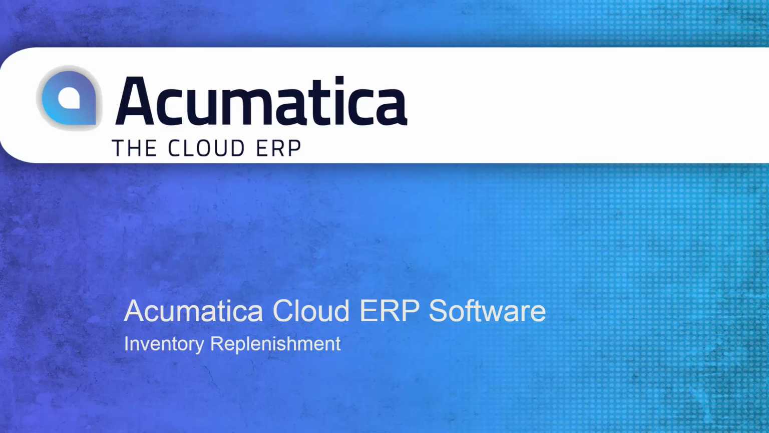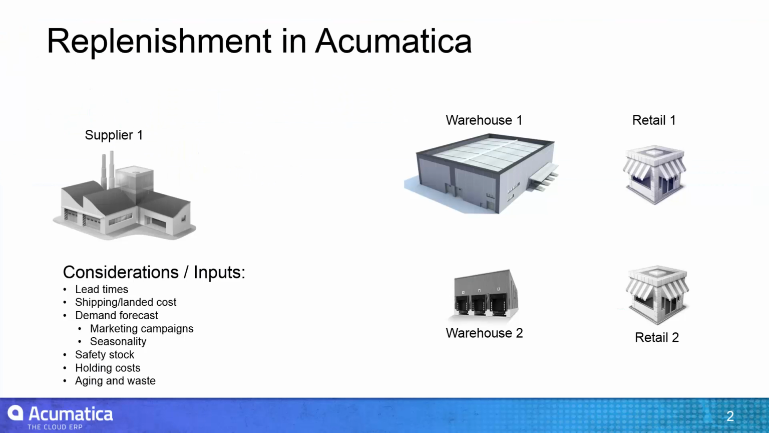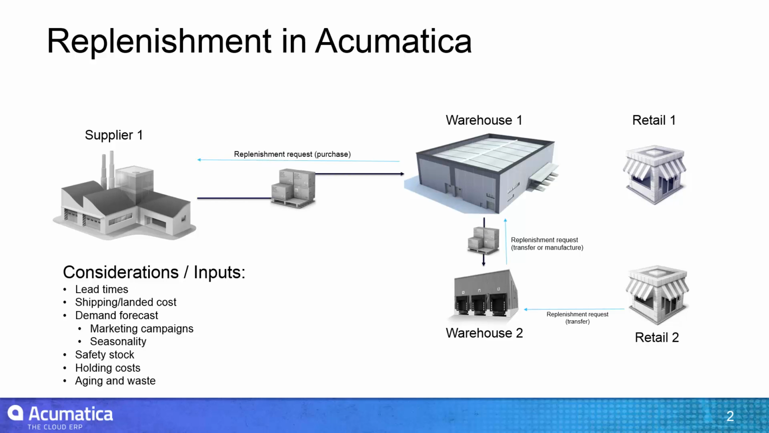Inventory replenishment. Acumatica tools allow you to minimize inventory holding costs while reducing the chances of an out-of-stock event. Real-time reports and automated processes reduce ordering and management costs associated with stocking inventory.